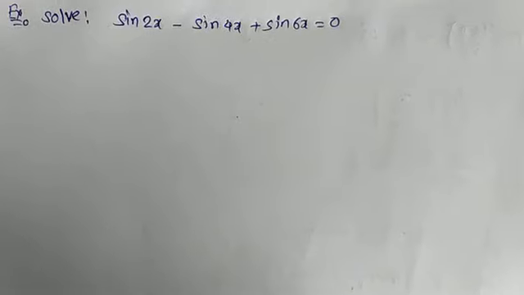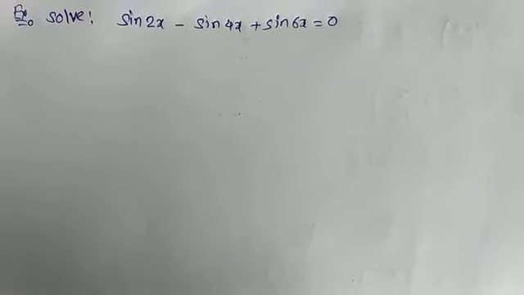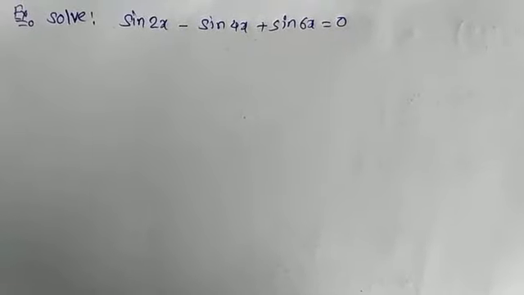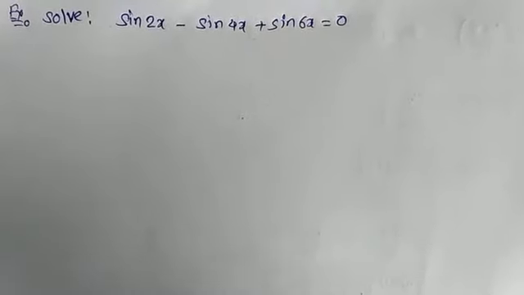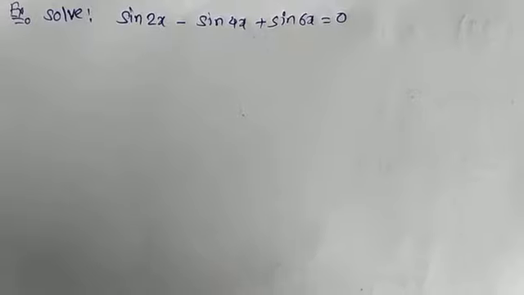Hi everybody, in today's lecture we are going to solve the examples related to trigonometric equations. In the first example, solve sin 2x minus sin 4x plus sin 6x is equal to 0.